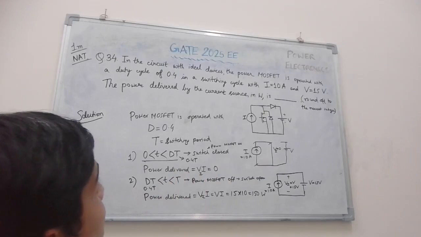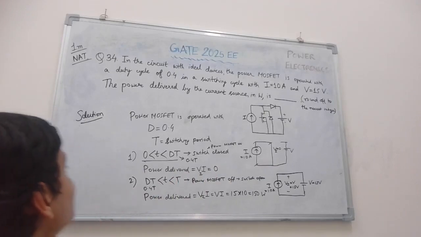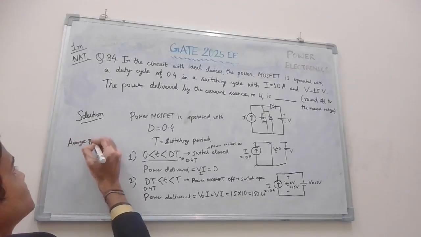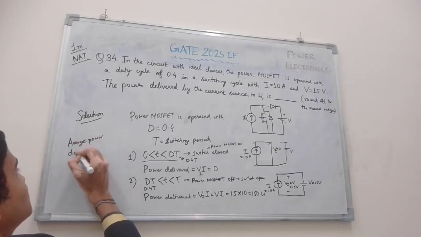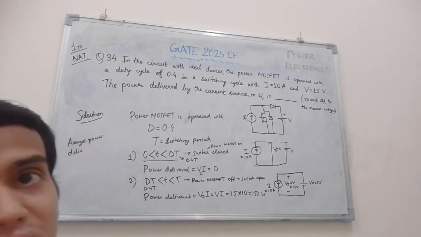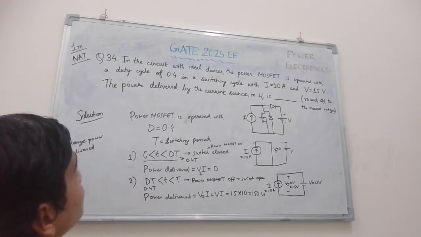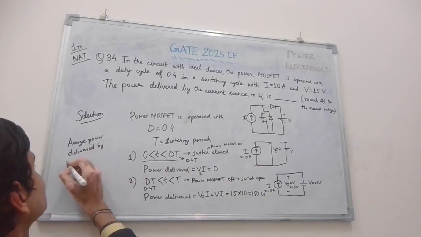So we need to find the average power, right? Average power. Power delivered, unless otherwise mentioned, अगर कुछ नहीं दिया हुआ है तो average power ही मीन करता है. Average power in this case, delivered by the current source, will be what?